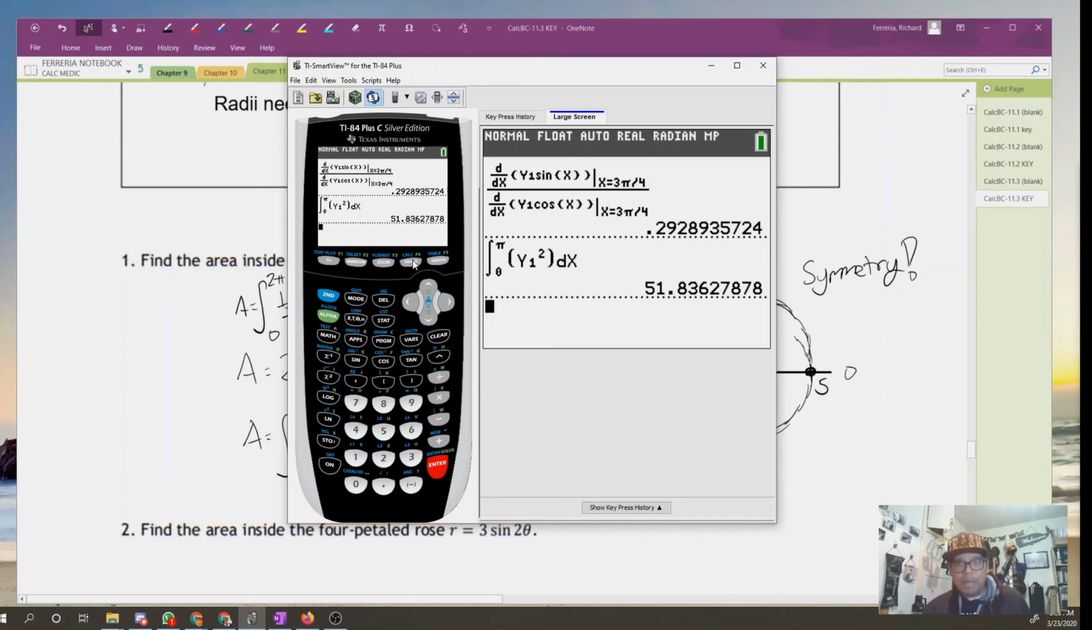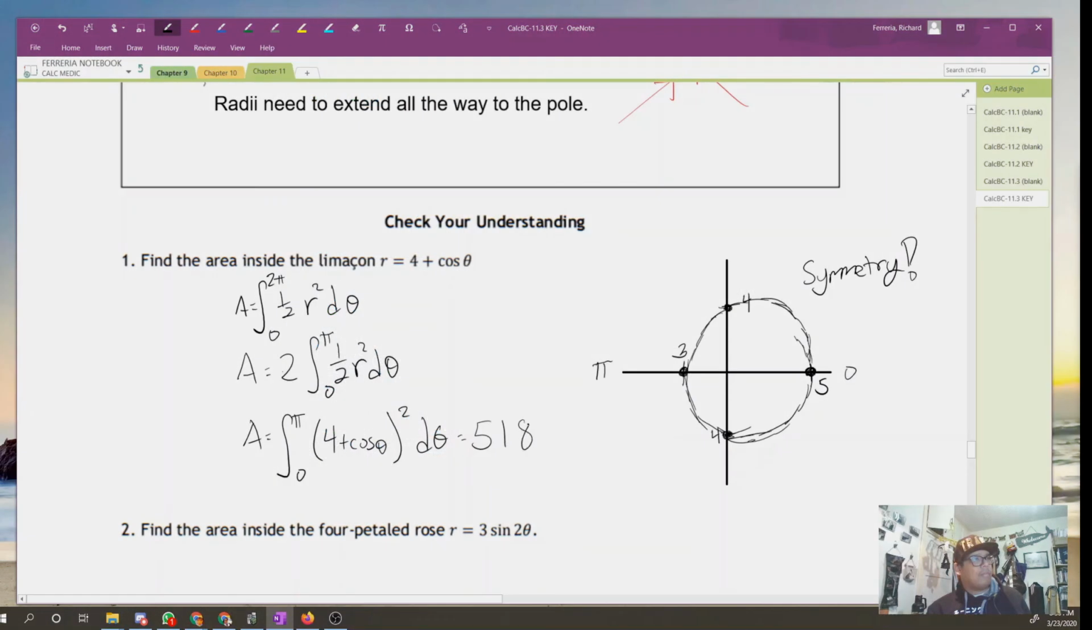51.8362.7, 51.8367.2. Okay? Notice pi does not even make an appearance in the integrand. It's not part of the formula. So those of you who get used to integrating this all the time, I don't know what to tell you here.